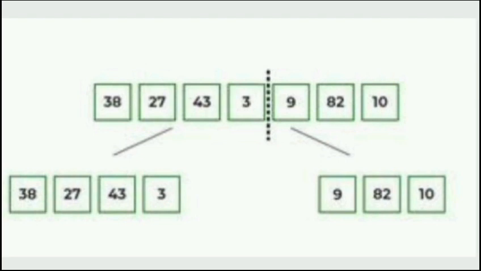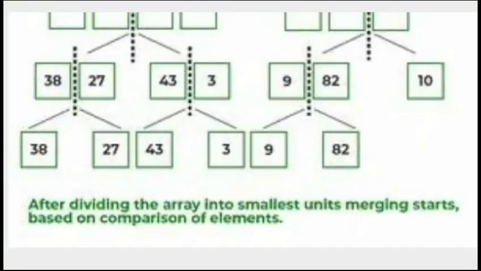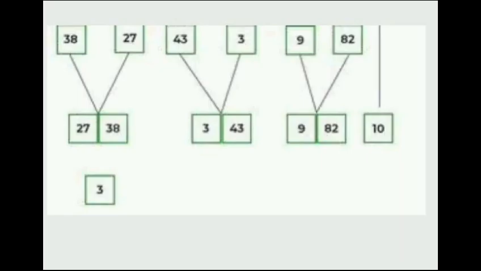Now again check whether the left index is less than the right index for both arrays. If so, then calculate midpoints for both arrays. Now further divide these two arrays into further halves until the atomic values of the array are reached and further division is not possible. After dividing the array into the smallest units, start merging the elements again based on comparison of size of elements.